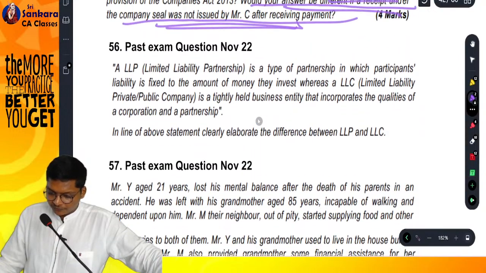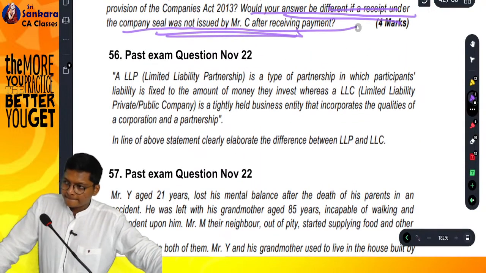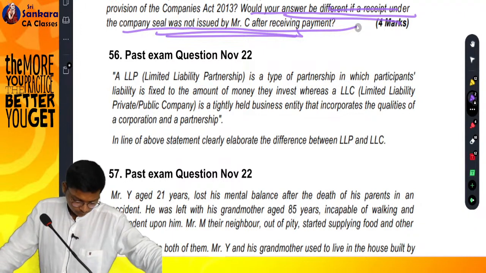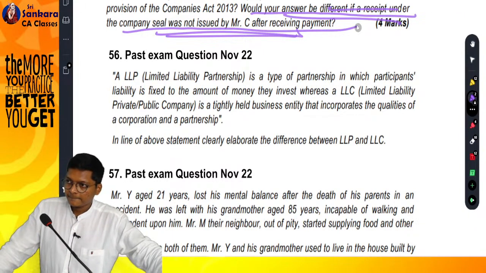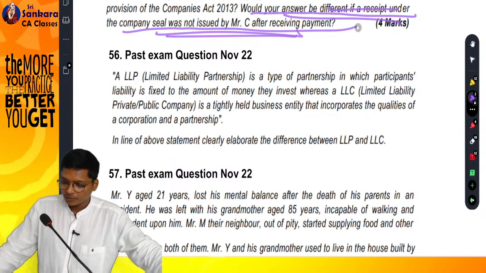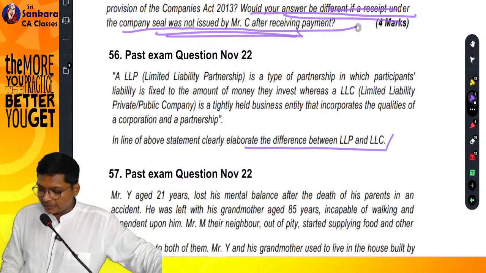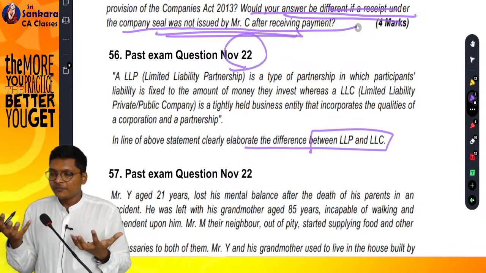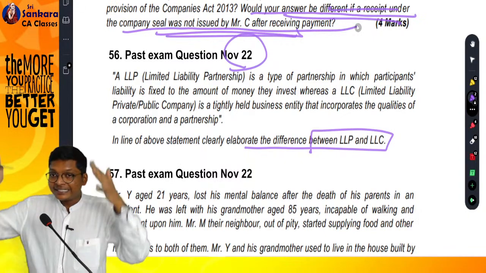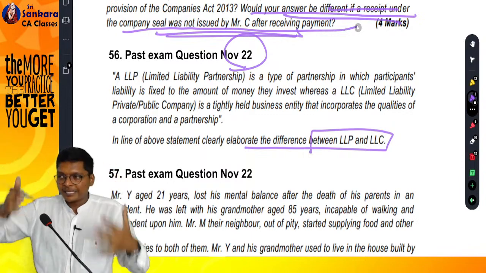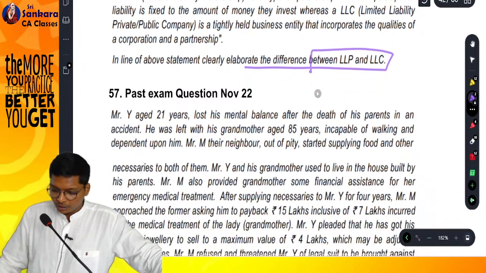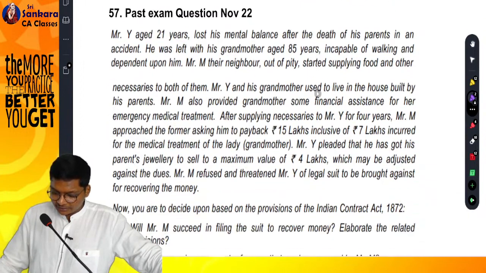56. Go to 56. This is differentiating between LLP and company. They ask differentiating partnership and company. The table is there in the LLP Act. It's a big table with differences. Write all those points, a difference table. Clear? Go to 57, guys.